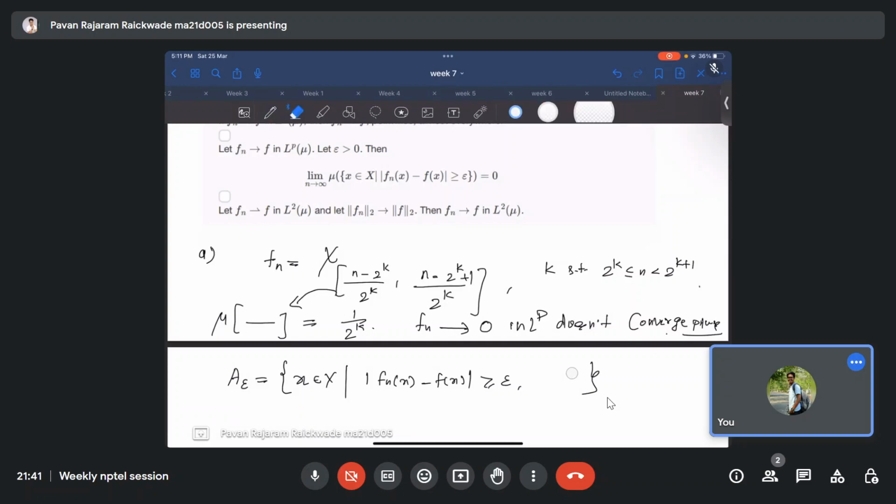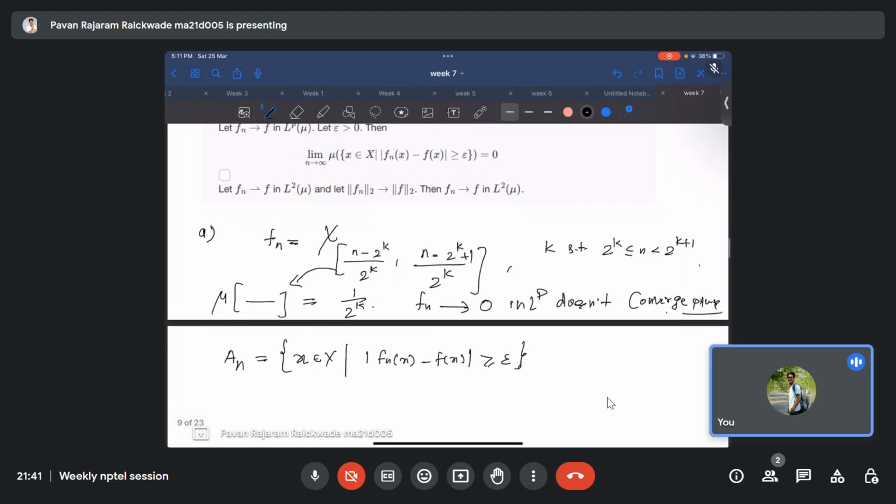No, no. The set is depending on n, so maybe n epsilon. What should I call this set? It depends on epsilon as well as on n. No, epsilon is fixed, right? Yeah, epsilon is fixed. Maybe just An. The set of all x belonging to capital X such that modulus of Fn(x) minus F(x) is greater or equal to epsilon. Yeah, for A1 there will be some x's, for A2 there will be some x's. Yeah, that's fine. This is A1.